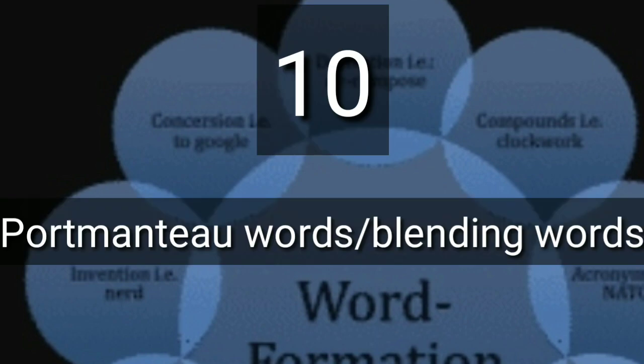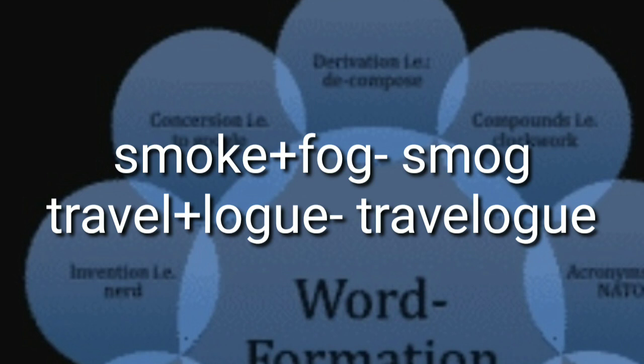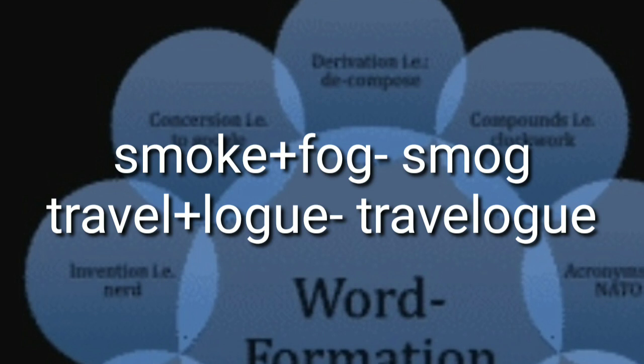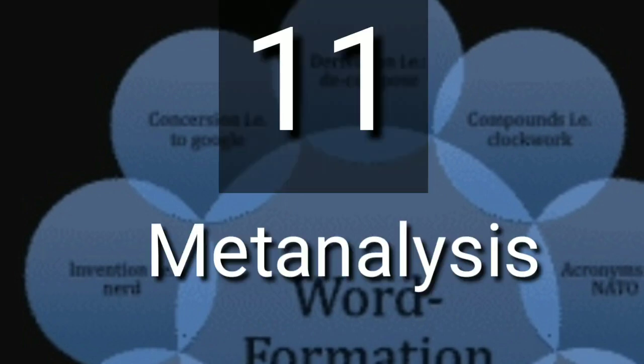Then, 10th process, portmanteau words or blending words. When two words are blended together to form a new word, it is called the portmanteau words or blending words. In this process, parts of each word are attached together and the resultant word carries the meaning of both. For example, travelogue, travel plus log. Then tragicomedy, tragedy plus comedy. Then biography, geography.